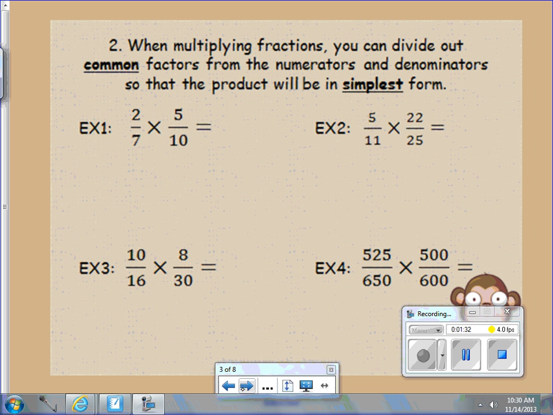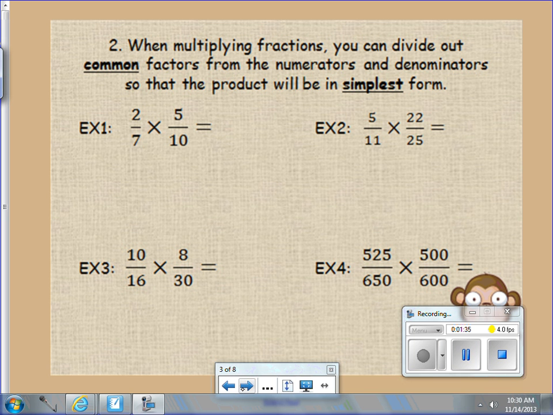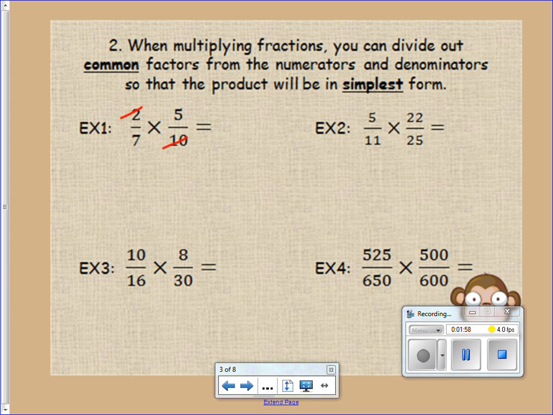In our example 2, when multiplying fractions, you can divide out common factors from the numerators and denominators so that the product will be in simplest form. So in our first example of 2/7 and 5/10, we are able to divide out common factors in the numerators and denominators. So 2 and 10 have a common factor of 2. So 2 goes into 2 one time. 2 goes into 10 5 times. And that is all that we're able to find in common factors for the numerator and denominator.